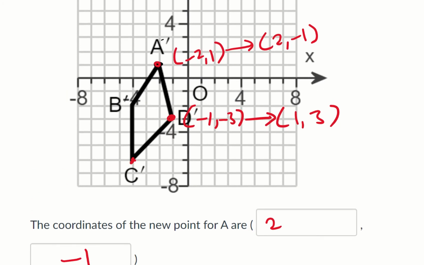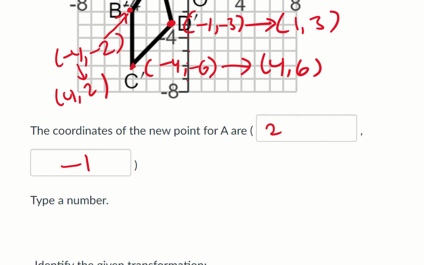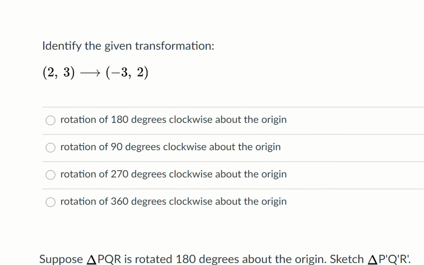And for C it is -4, -6. So that transforms to 4, 6, and so on. And we'll do one more. So B here is -4, -2. So it's going to transform to 4, 2. And that's how you rotate 180 about the origin.